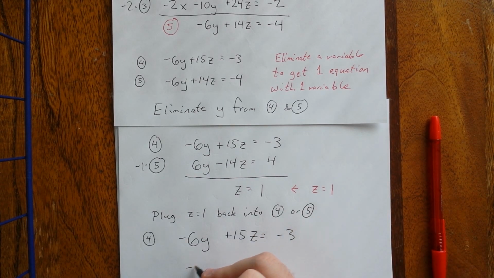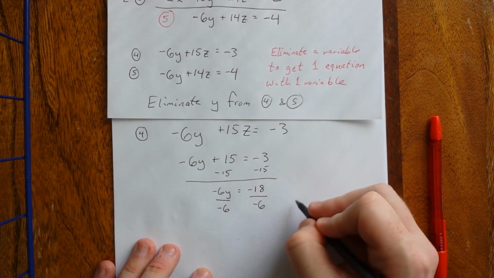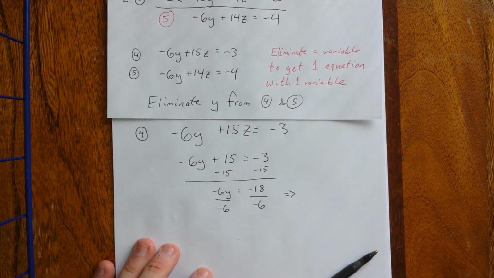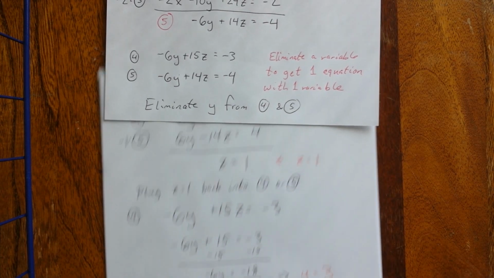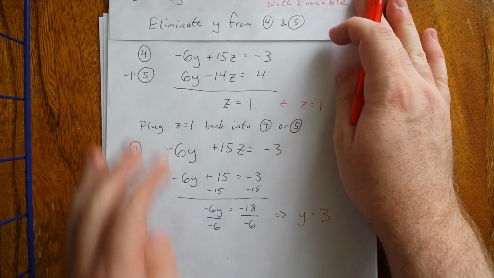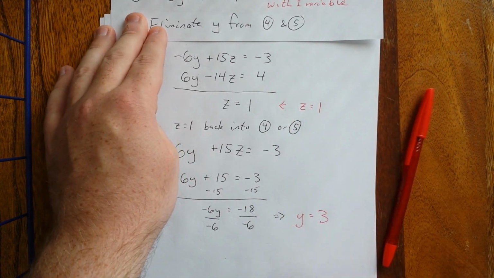I'm going to plug in z equals 1, and the equation will become negative 6y plus 15 times 1, which is 15, is equal to negative 3. To finish this one off, we'll subtract 15 from both sides. That'll give me negative 6y is equal to negative 18. Divide both sides by negative 6, and we will get a total of y equals positive 3. So now, we've got z equals 1, we've got y equals 3. We are officially 2/3 of the way done with the problem.